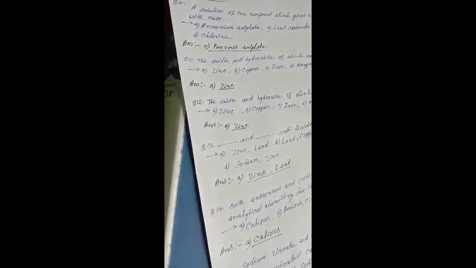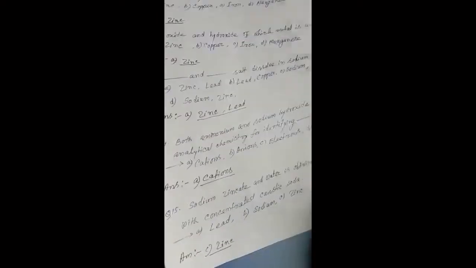Okay. Next question, sodium zincate and water is obtained on reaction of dash with concentrated caustic soda, that is NaOH. Option A, lead, option B, sodium, option C, zinc, option D, zinc hydroxide. Option C is the correct answer, zinc. Next, the hydroxide soluble in excess: aluminum hydroxide, Al(OH)3. The correct option is option A, zinc hydroxide, Zn(OH)2.